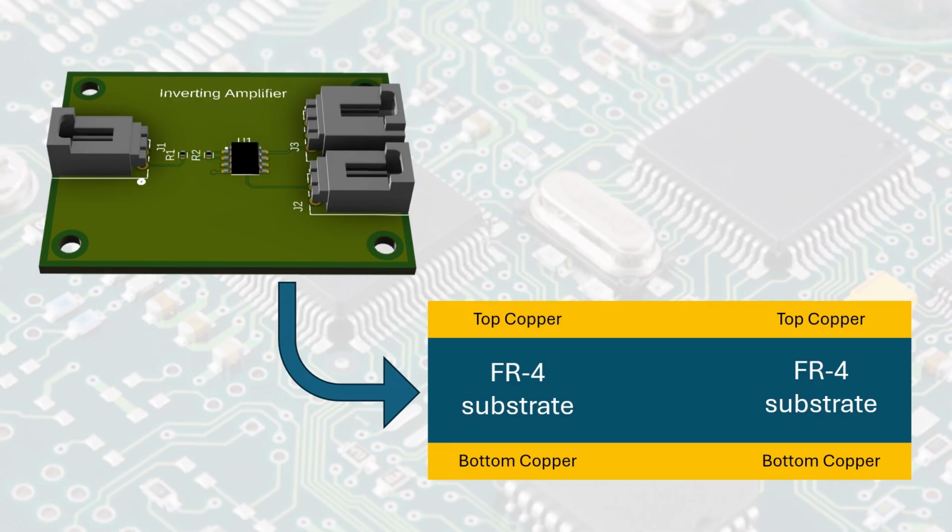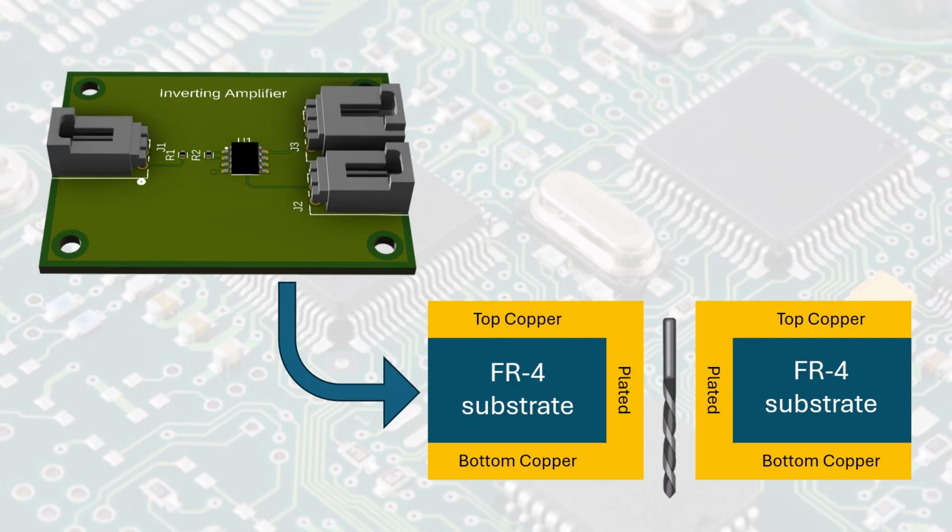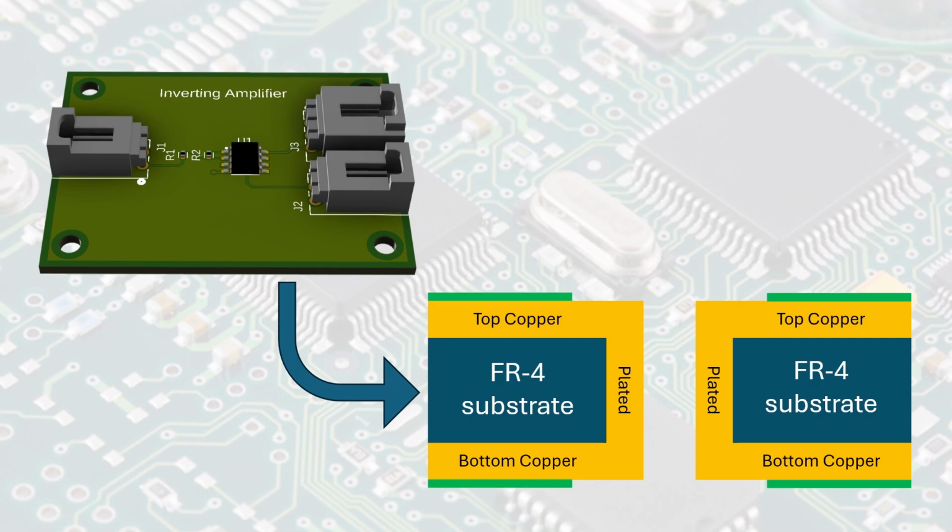Electrical connections between the top and bottom copper layers are made using vias. A via is created by drilling a hole through the PCB and plating its inner wall with copper. These plated holes act as vertical pathways, allowing signals and power to travel between layers. In addition to the copper layers, protective coatings are applied to the board surface to prevent oxidation and accidental short circuits, while silkscreen markings provide component labels and other assembly information.